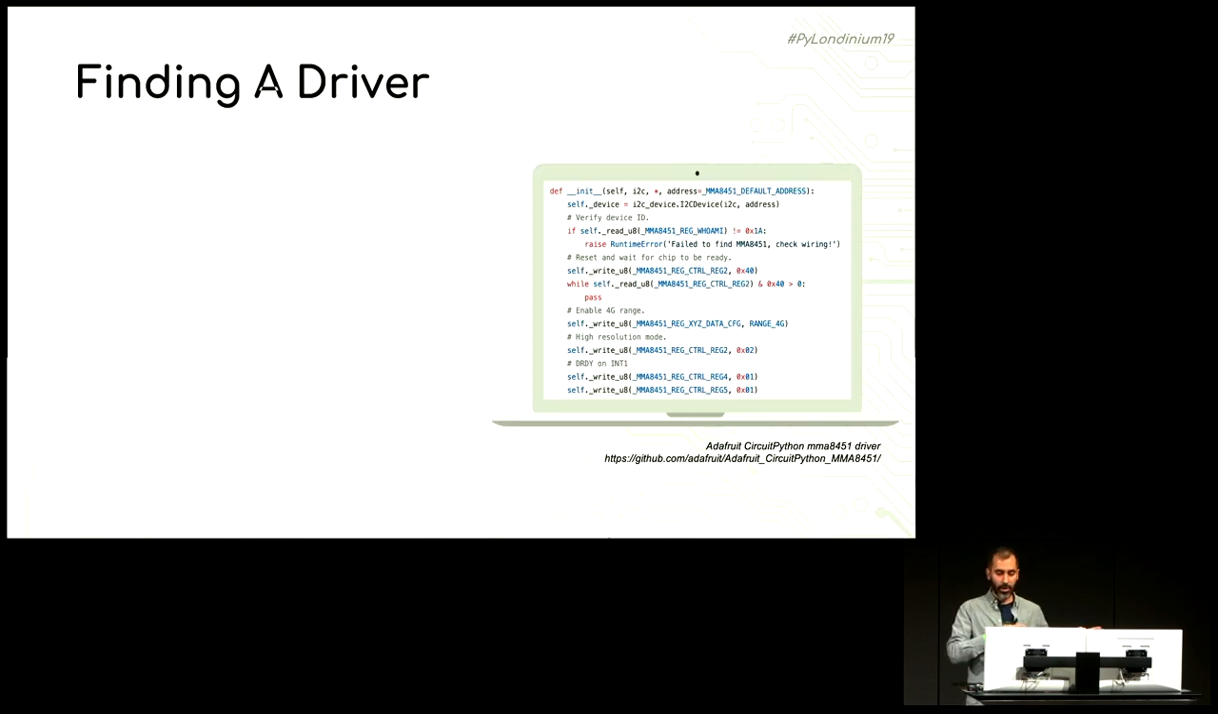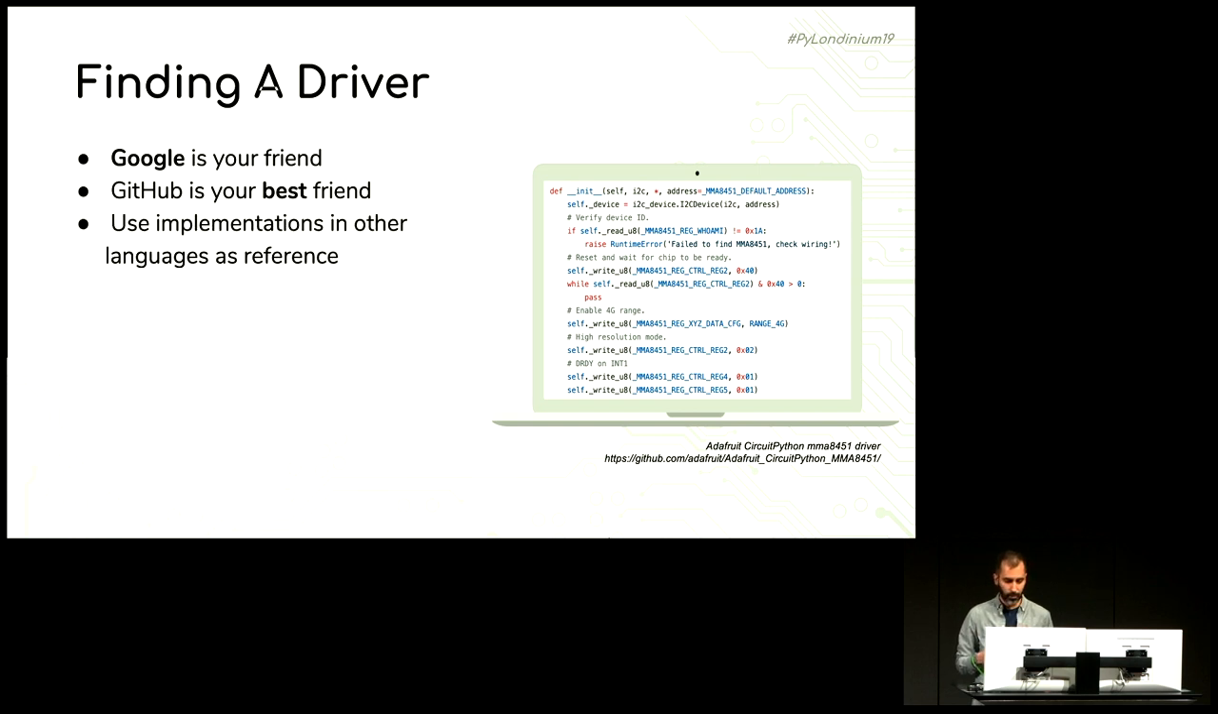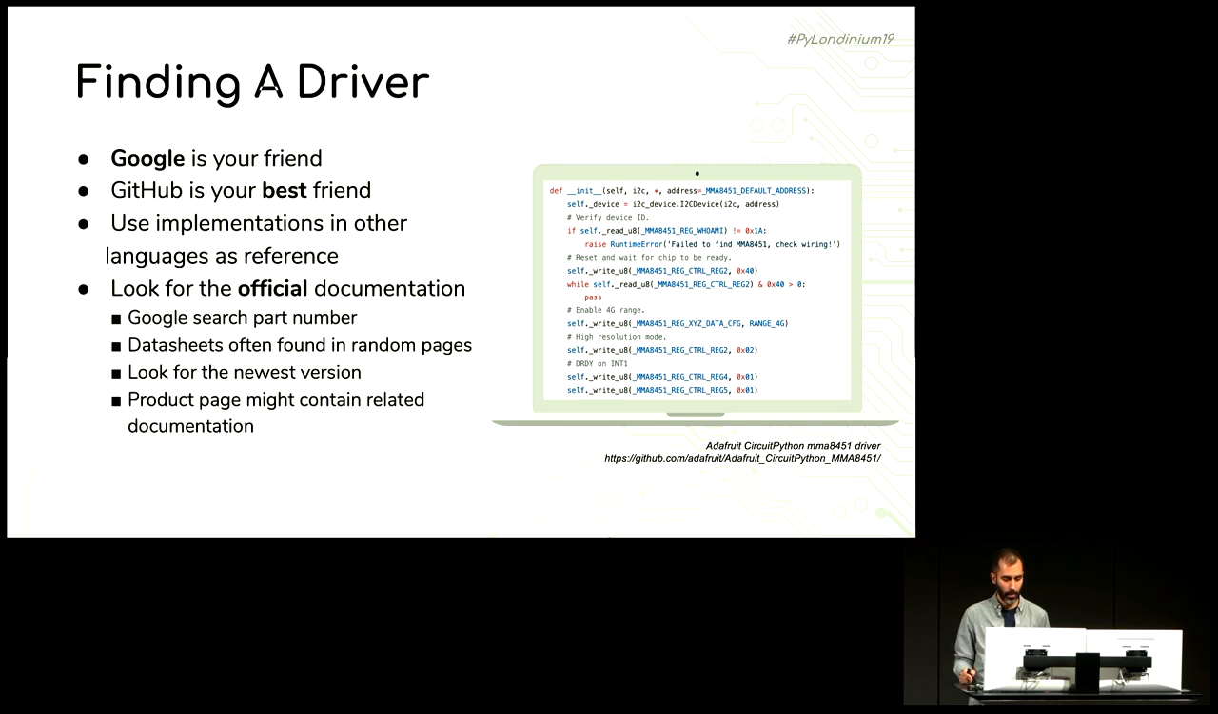But before we do all that, let's first check that there isn't a library available already and that we have all the information that we need. So the first thing that you do is go to Google and just get the part number, and you can put a word like Python or MicroPython next to it, and you should be getting a few good results. But if Google is your friend, GitHub is your best friend. Just get the part number, put it in there, and filter by Python, and hopefully you'll get some libraries that way. If you cannot find anything that's Python specific, have a look at other implementations. Those are really good for reference.